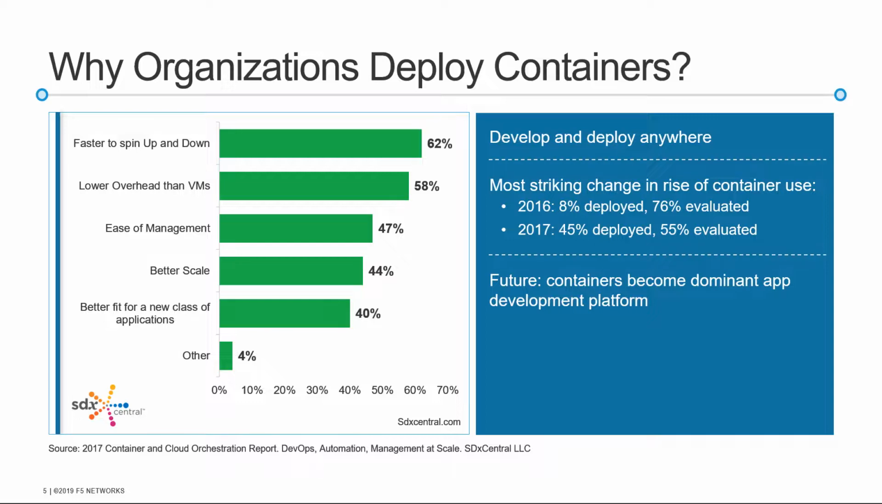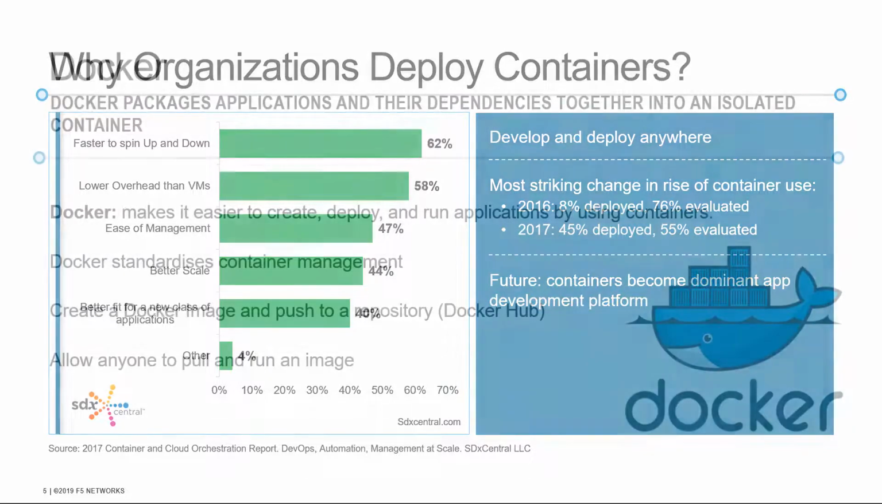Why do companies use containers? Well, they use them because they're faster to spin up and spin down than virtual machines. They're also lower overhead than virtual machines. They're relatively easy to manage, they scale better, and they're a better fit for next-generation applications.